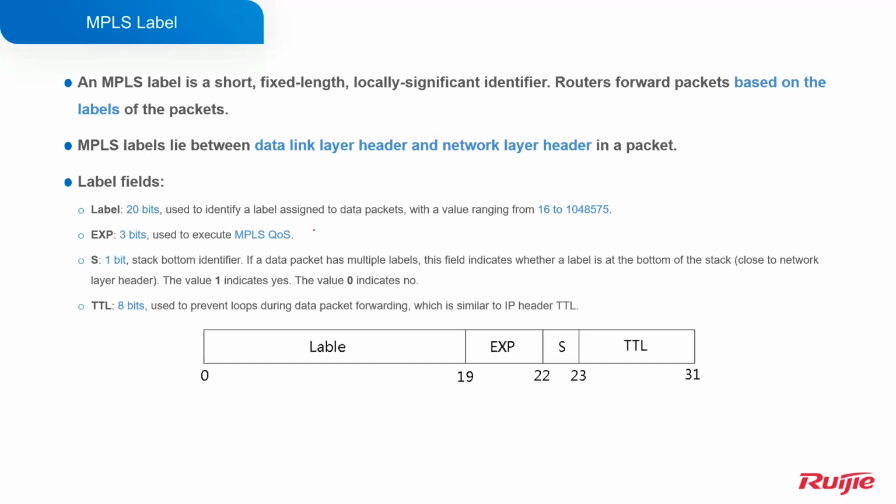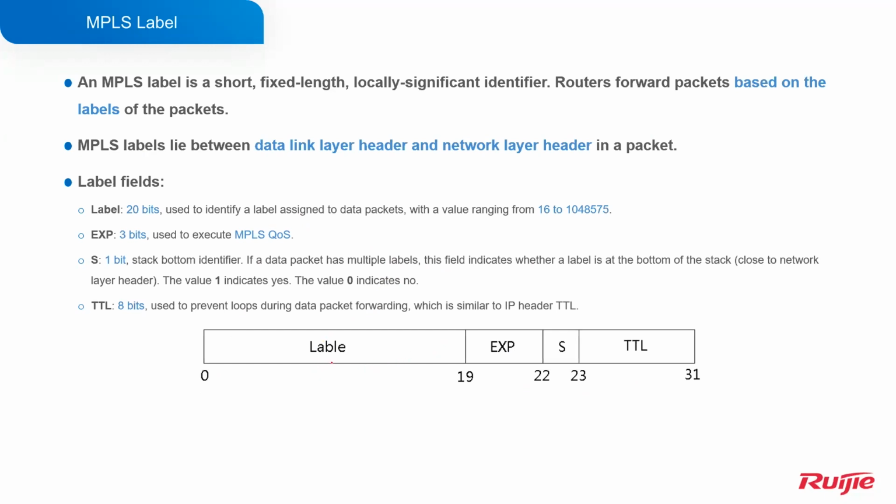The whole length is 32 bits, only 4 bytes, compared with the IP header, which is at least 20 bytes. So compared with the IP header, it's very short. And the length is fixed, and it is divided into 4 parts.